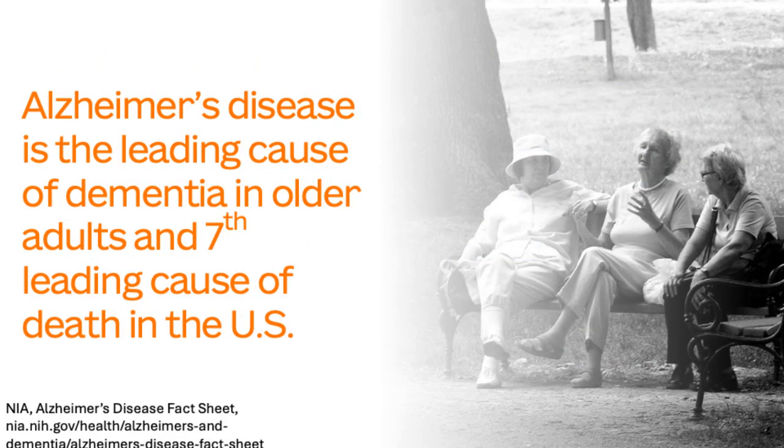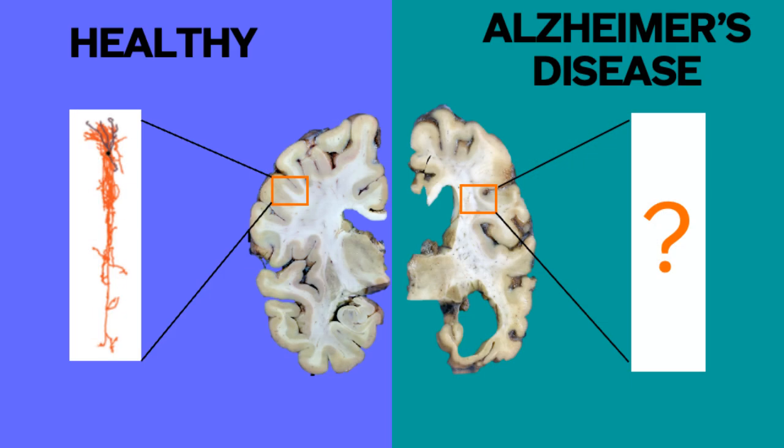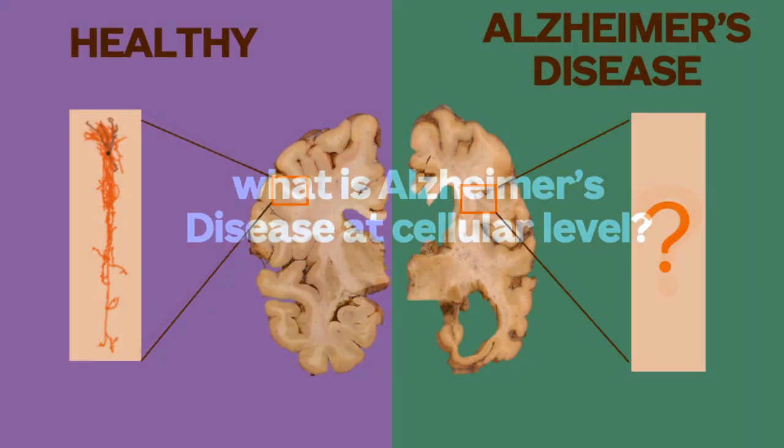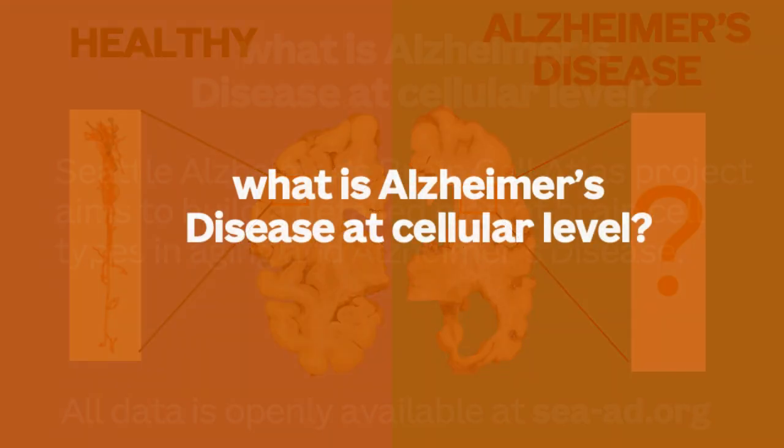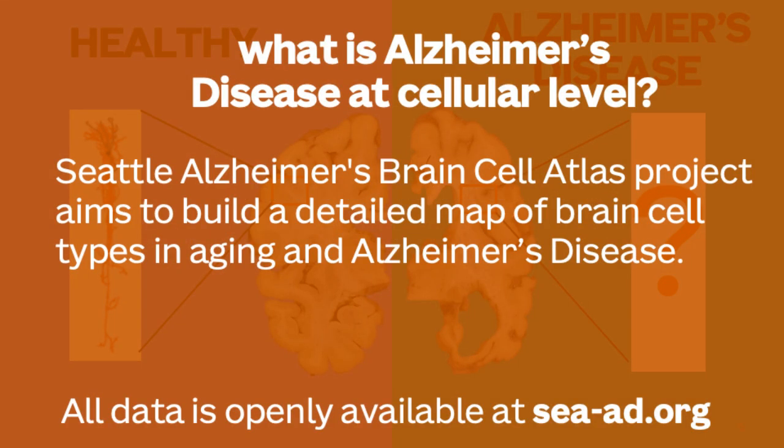Alzheimer's disease is the leading cause of dementia in older adults and the seventh leading cause of death in the United States. We currently don't know what Alzheimer's disease is at the cellular level. A project called the Seattle Alzheimer's Disease Brain Cell Atlas, or SEA-AD for short, is focused on answering this exact question. This type of research is considered fundamental or basic science. Before we can develop treatments or cures, we first need to understand the underlying biology.